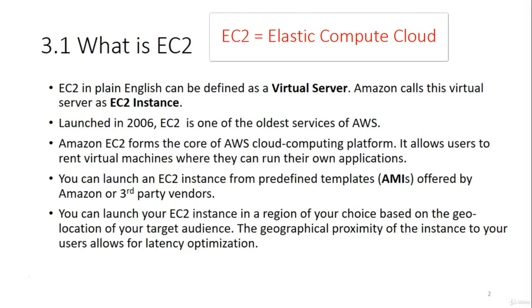So what is EC2? EC2 in plain English can be defined as a virtual server. Amazon calls this virtual server an EC2 instance. Okay, why do we call this server virtual? It's simply because the physical location of this server is not at all important for you or for anyone. It is there somewhere on a physical machine, or sometimes we call it a host, but it may be available somewhere else on another physical host in case you stop and start it again.